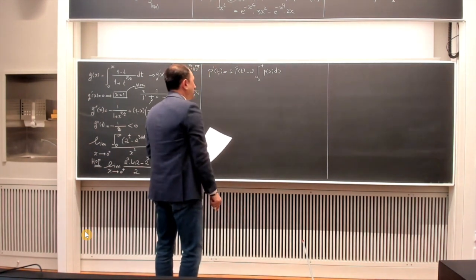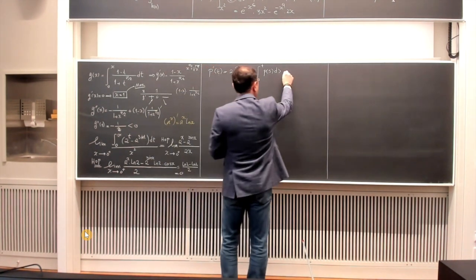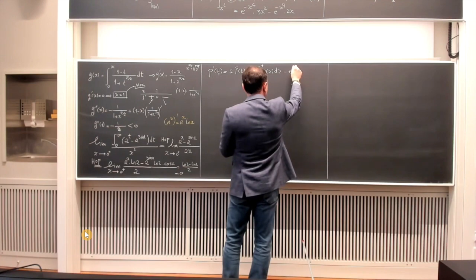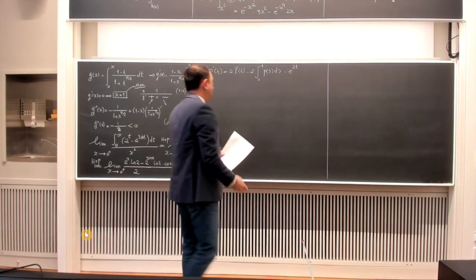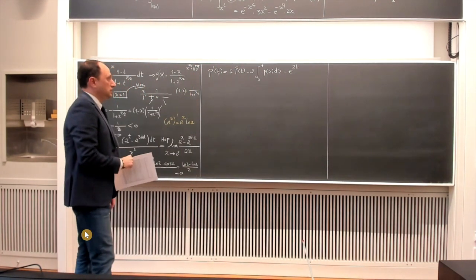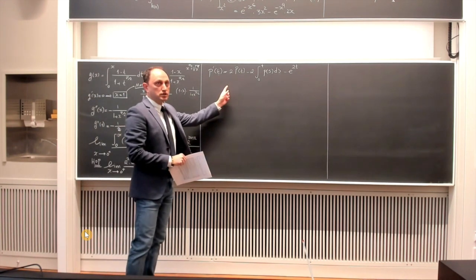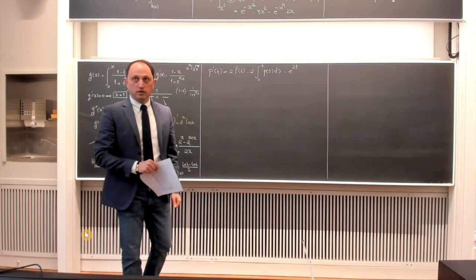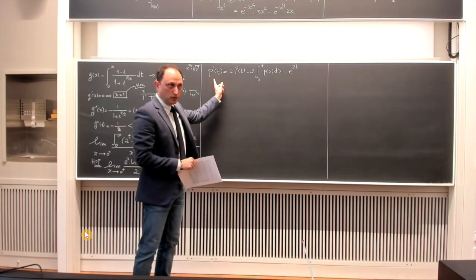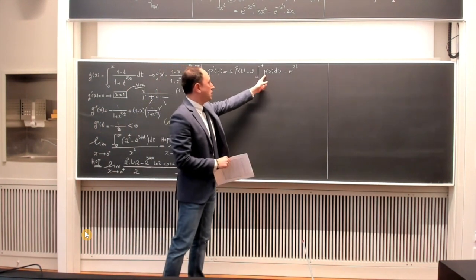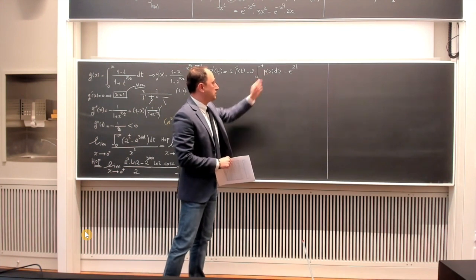Okay. Minus e to the power of 2t. So this is an integral equation. They are telling you that if you differentiate this equation, you will get a differential equation. This is not yet a differential equation, yes? Because you see the unknown function appears as an integral.